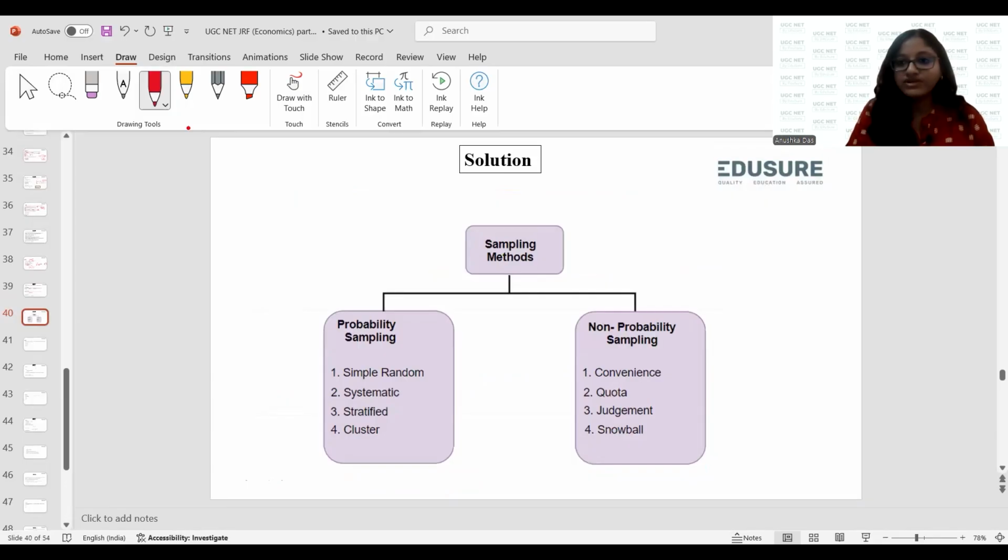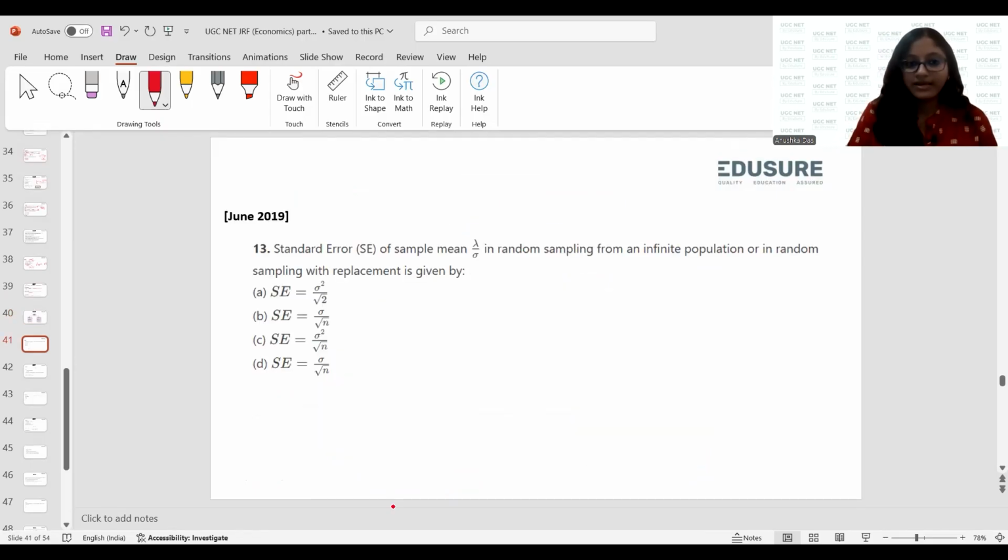And I have also given you this list. This is very important. See this list of sampling methods: probability sampling and non-probability sampling. They give you this question: which of the following are probability sampling and which are non-probability sampling. So please remember this chart. Simple random sampling, systematic sampling, stratified, and cluster are probability sampling. Non-probability sampling is convenience sampling, quota sampling, judgment sampling, and snowball sampling. They are the classic examples of non-probability sampling. Right? So this is about this question.